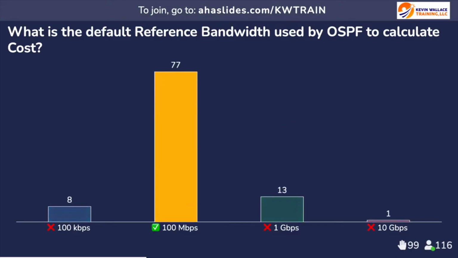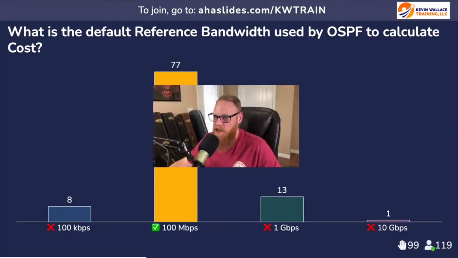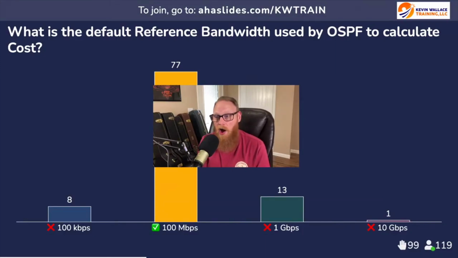And time is up. We can see the correct answer is 100 megabits per second, the overwhelmingly favorite option. So great job there. That is absolutely correct. OSPF calculates the cost of an interface by dividing the interface speed by OSPF's reference bandwidth. That's how the cost is calculated. So the default reference bandwidth used by OSPF is 100 megabits per second, as we see here. Now, since the cost must be an integer value, interface speeds of 100 megabits or greater are all going to have a cost of 1 by default.